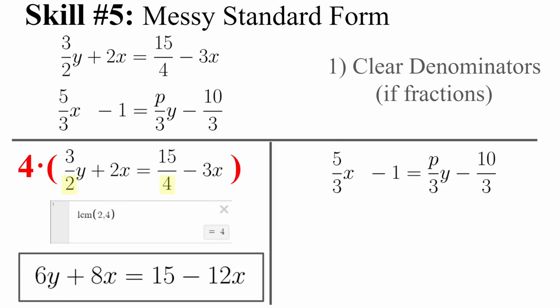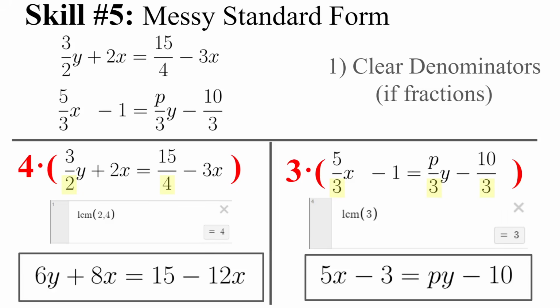And then for this other equation, this one's not so bad. The only denominator is 3. So we're just going to multiply the whole thing by 3. So all those 3's just go away. And the negative 1 becomes a negative 3 because negative 1 times 3 is negative 3. So we get 5x minus 3 equals py minus 10.